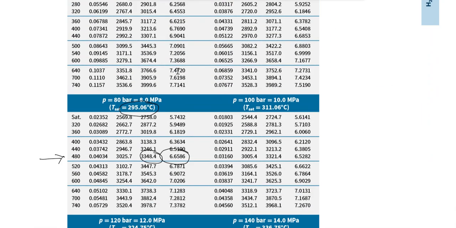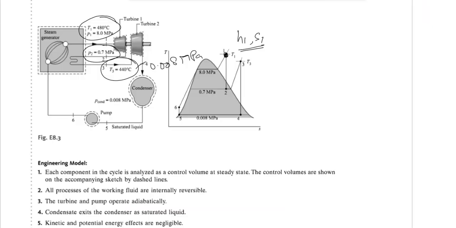In the superheated steam table at a pressure of 8 megapascal or 80 bar and a temperature of 480 degrees centigrade, the enthalpy is 3348.4 and the entropy is 6.586. So that's the value of entropy. Now going back to the question, at state 1 we have both the enthalpy and entropy known. In an isentropic expansion, if it is an ideal superheat reheat cycle, s1 is equal to s2.